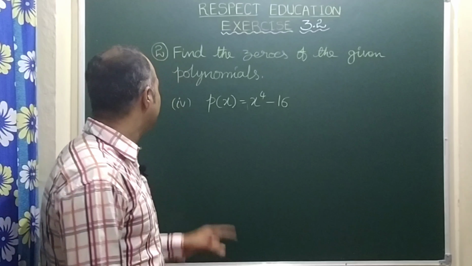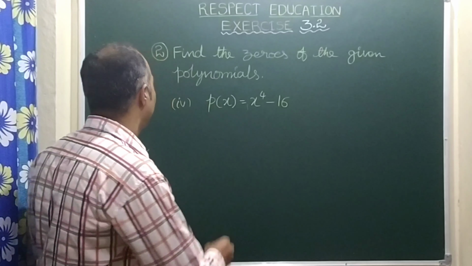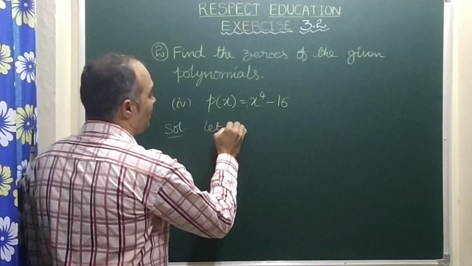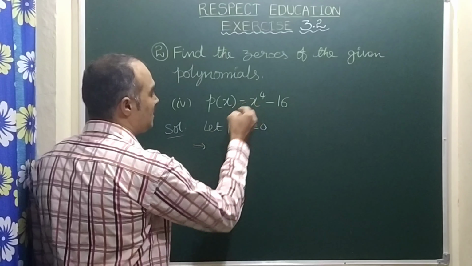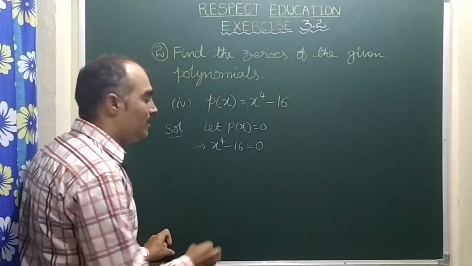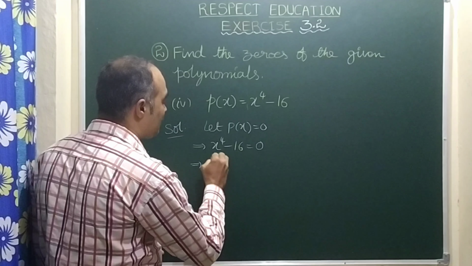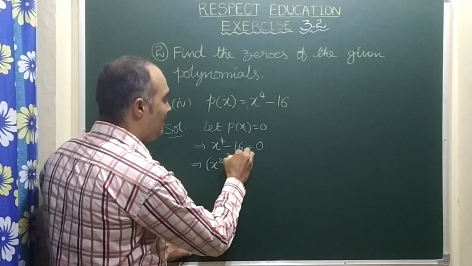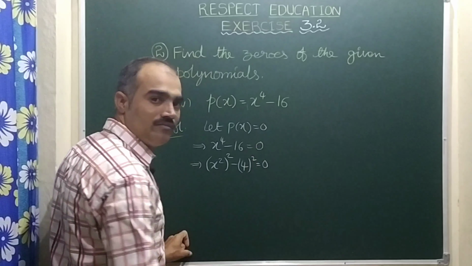Now let us see the next bit, that is the fourth bit. P of x equal to x power 4 minus 16. So here let P of x equal to 0. So P of x in the sense x power 4 minus 16 is 0. So here we can write x power 4 as x square whole square. Right? 2 into 2 is 4. Same way 16 I am writing as 4 square is equal to 0.